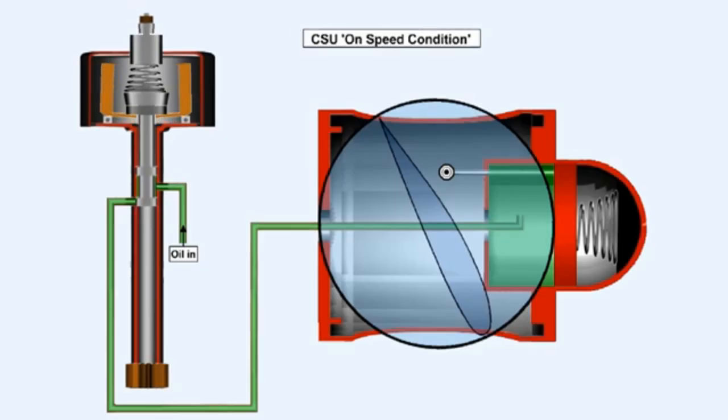If the RPM is as required, in other words the propeller is on speed, then a hydraulic lock is formed in the system, maintaining the blade pitch constant.